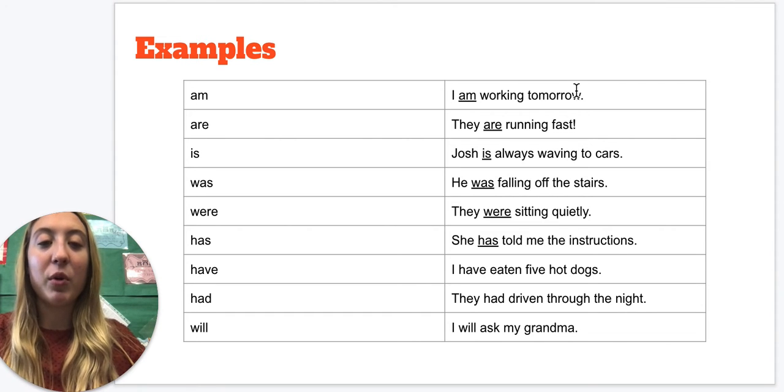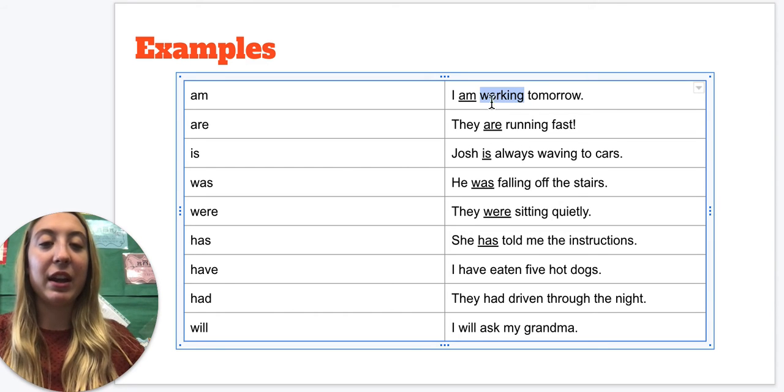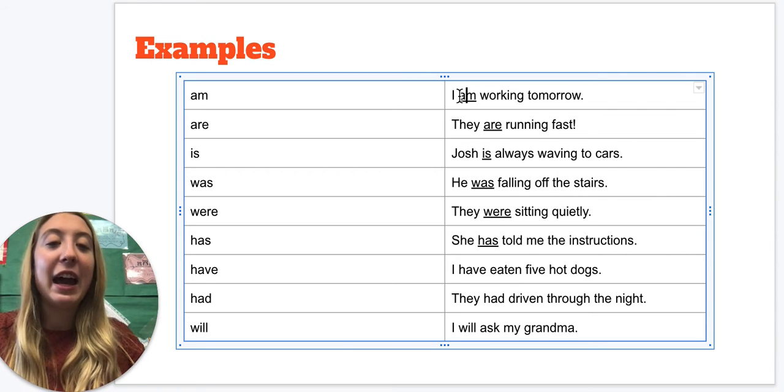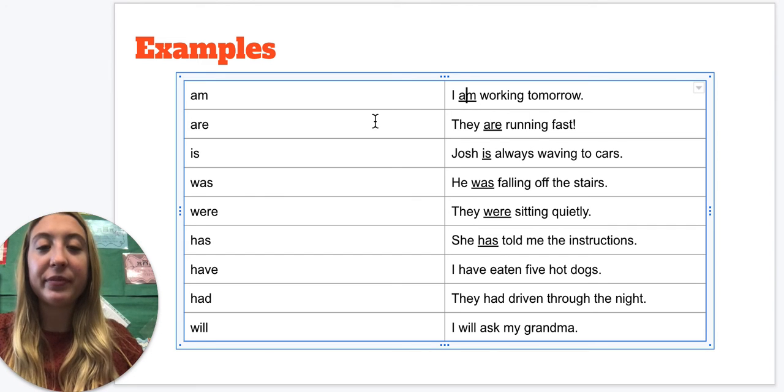I am working tomorrow. So this one we have our subject, I, and then we have what are you doing? It is working. And then right here we have our helping verb right before. So that's helping our main verb. Because if I said I working tomorrow, that wouldn't make sense. But I am working tomorrow. And that makes sense. Then we have are.